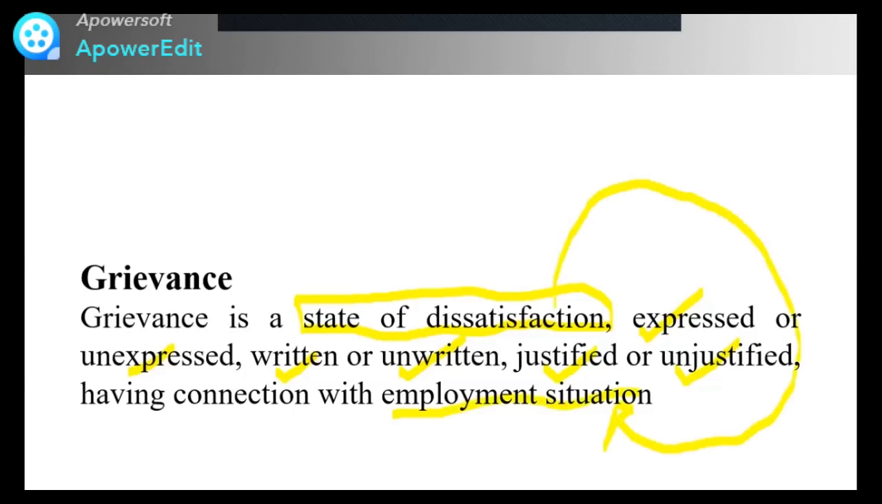The dissatisfaction relating to employment situation may be expressed or unexpressed, written or unwritten, justified or unjustified. That is the employee grievance.